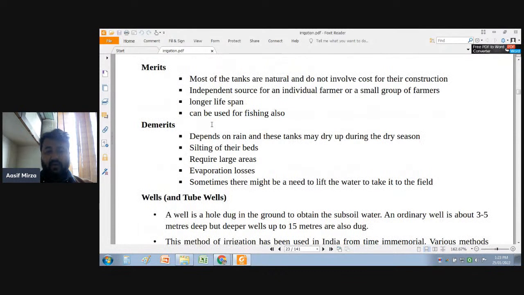Now we will talk about the well. Most of the time it is used as a tube well, and a well is a hole dug in the ground to obtain the subsoil water. An ordinary well is about 3 to 5 meters deep, but deeper wells up to 15 meters are also dug.